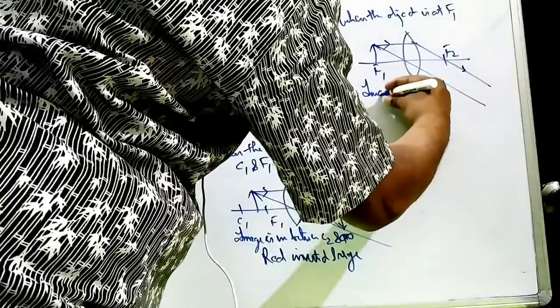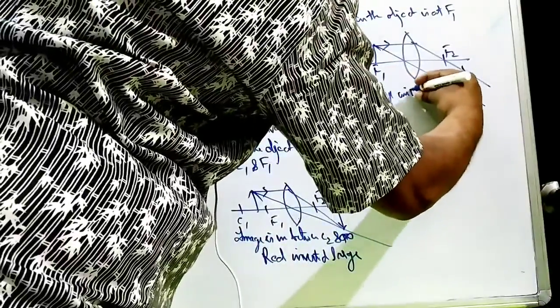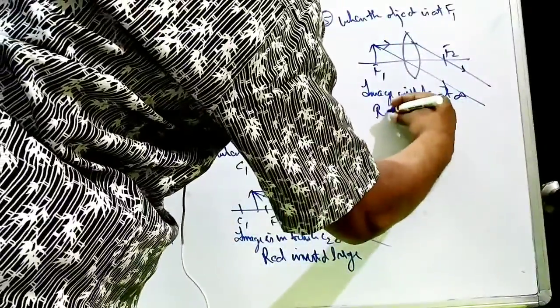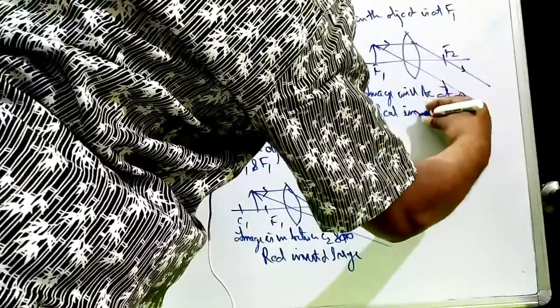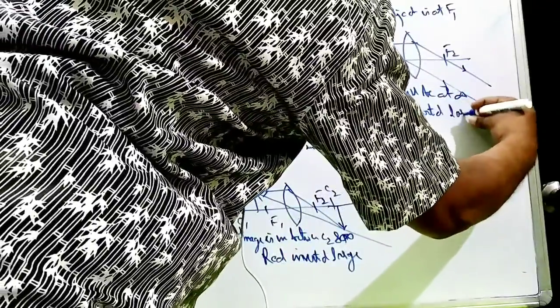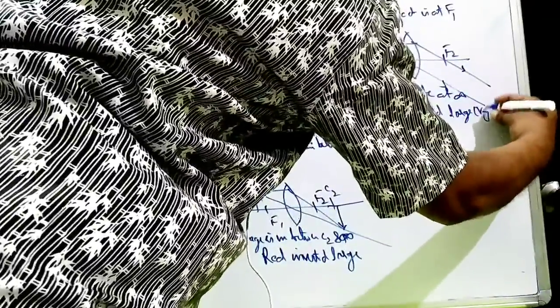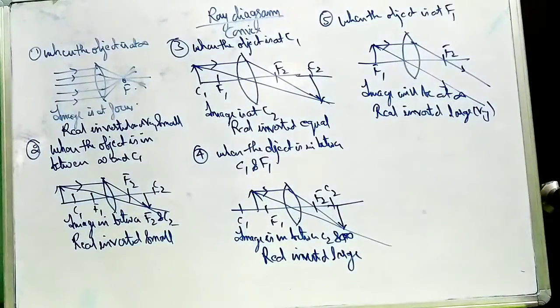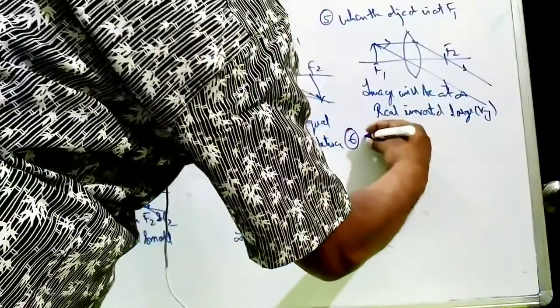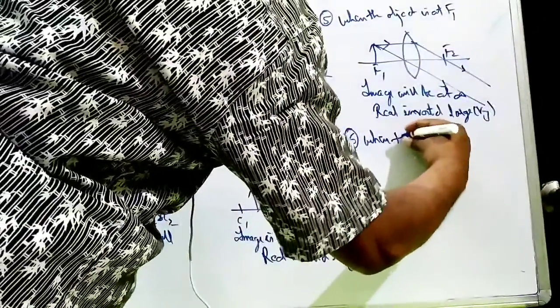So the image will be at infinity. How is the image? Real, inverted and large. And how large? Very large. It will be very large. Is this clear?